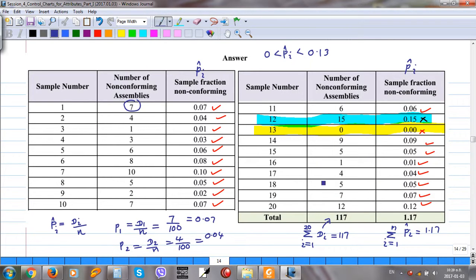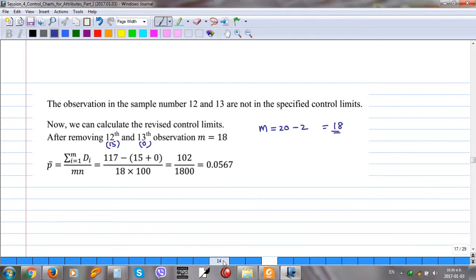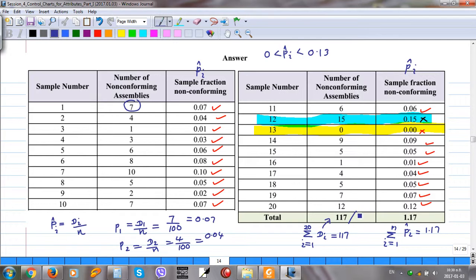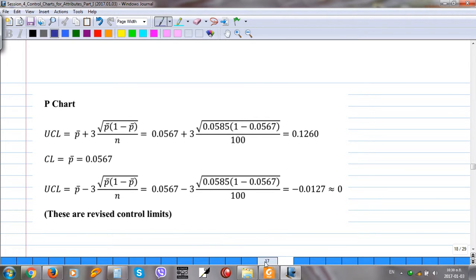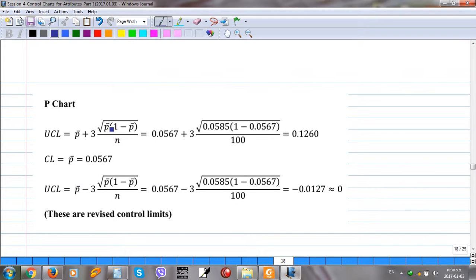Then if we calculate this total, now you can find 102. That is the thing done there. Now the new value is 102, and the new m value equals 18. N has not changed, that is the number in the sample, right? So then you can find p as 0.0567. Now again you have to calculate the control limits for the p chart. Now we have to use the new p value, that is 0.0567.